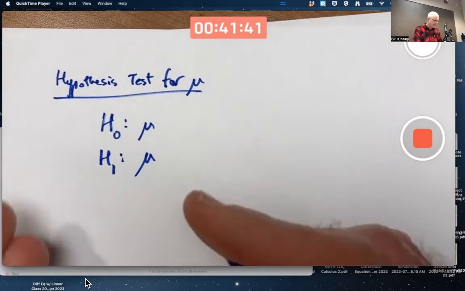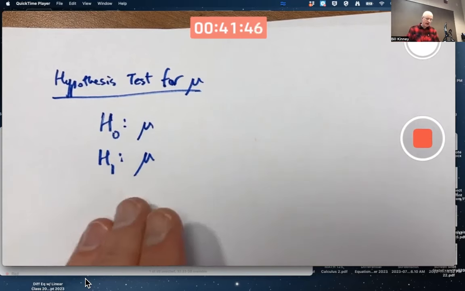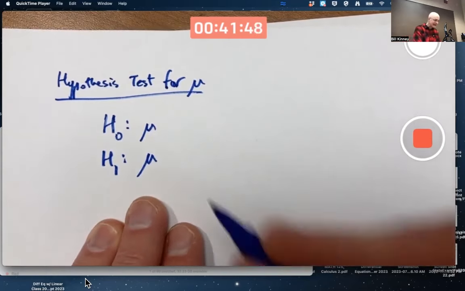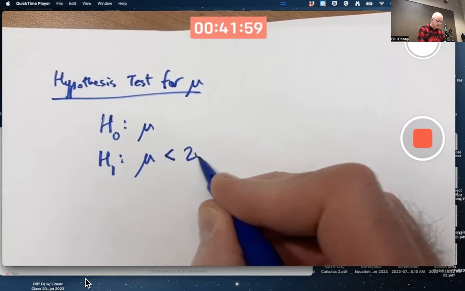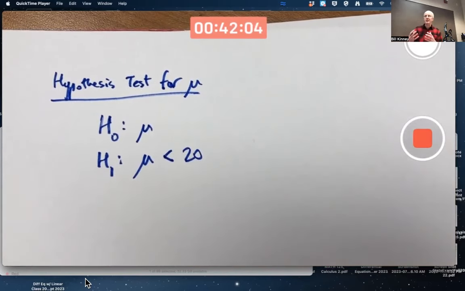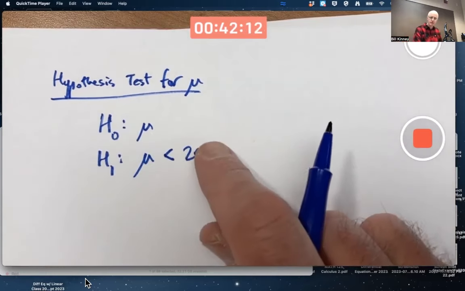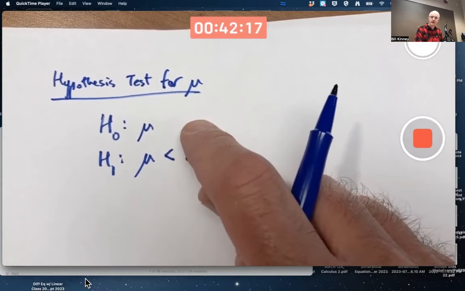So just like before, you'd want to decide what is your research hypothesis. Maybe it's that mu is greater than something. Maybe that it's less than something. Let's do less than something just for the sake of change. I'm just going to make up a number here, 20 or something. If that is the alternative hypothesis, if you, for some reason, think that in a certain situation a certain population mean is less than 20, then the null hypothesis would be the opposite of that. Mu would be greater than or equal to 20.